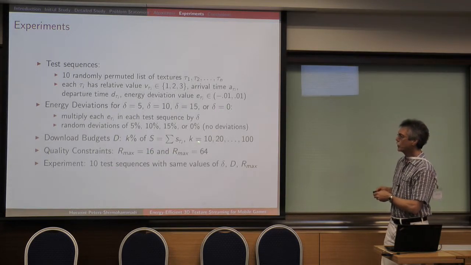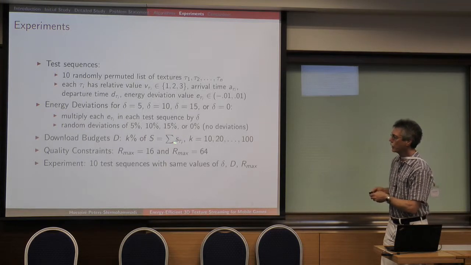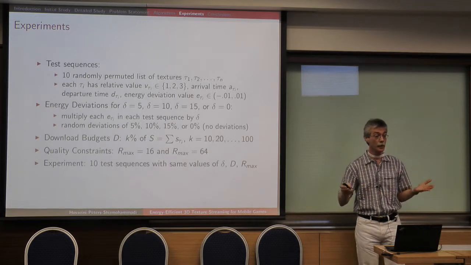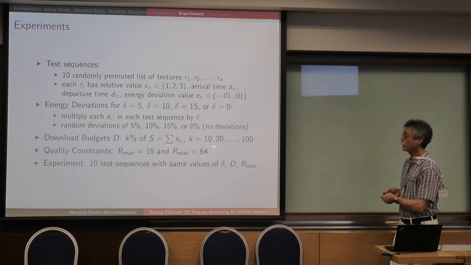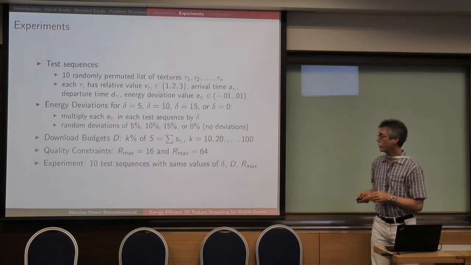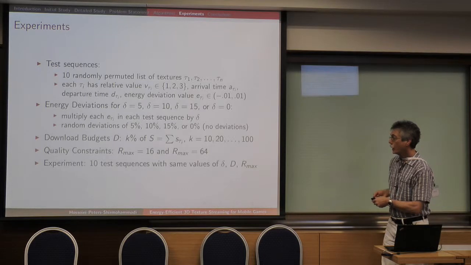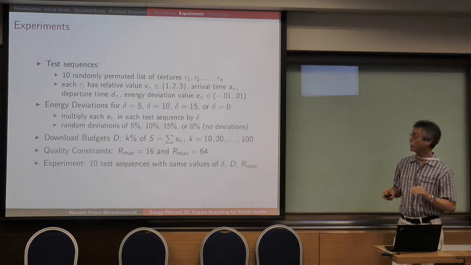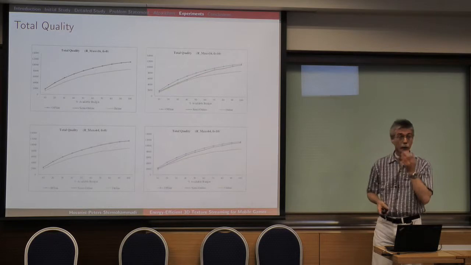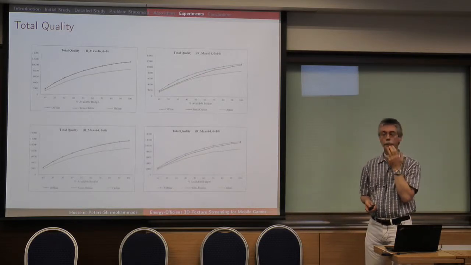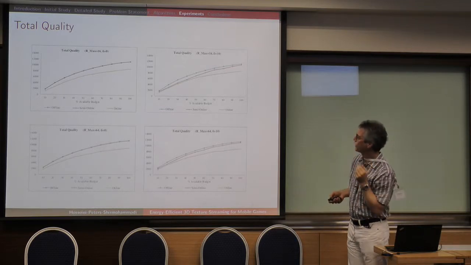The download budgets were, this is the total size of all the textures. So if you had that much download budget, you wouldn't have to do any compression at all. So we looked at 5, 10, 20, and so on % of the download budgets. We tried 2 different quality constraints, and we ran 10 experiments, averaged them, and so on. And we did this for all the algorithms. So this is what the total quality looked like. And this is a small sample of them.